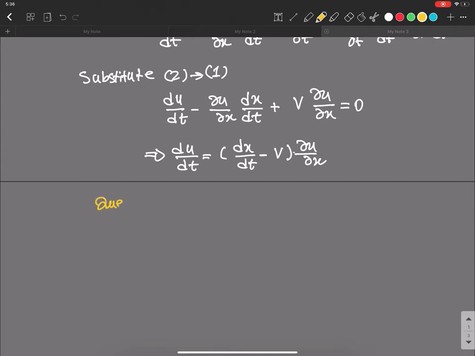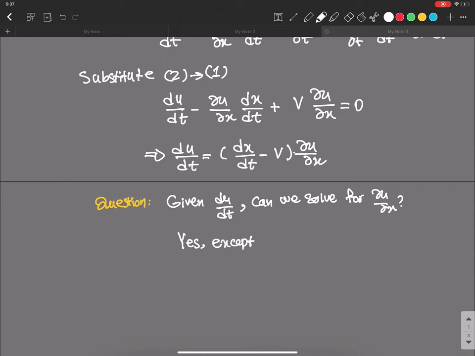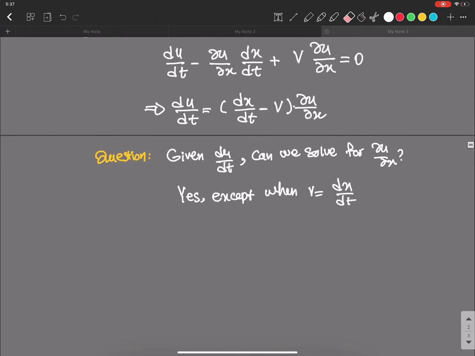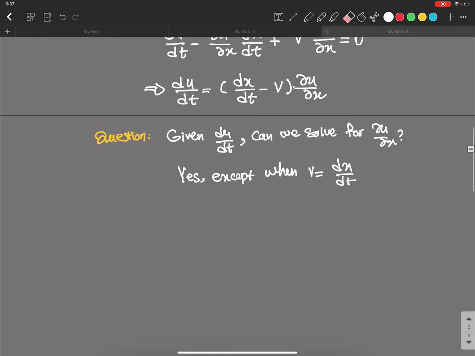So the question is, given a value for du/dt, can we solve for partial u partial x? And the answer is yes, except when v equals dx/dt, right? Then the coefficient becomes 0, and once it becomes 0, we cannot solve that equation.